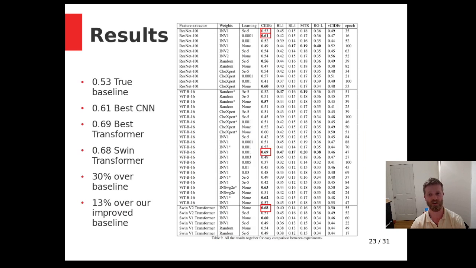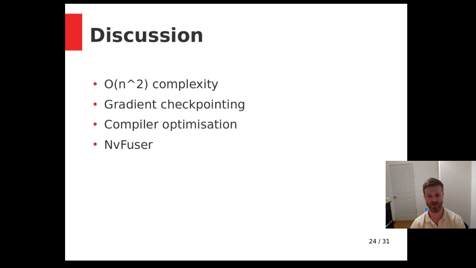Our results. Our improved networks achieve 30% better CIDEr performance than baseline. The Swin transformer and ViT transformer make similar gains over the CNN baseline and demonstrate the promise of transformer feature encoders.